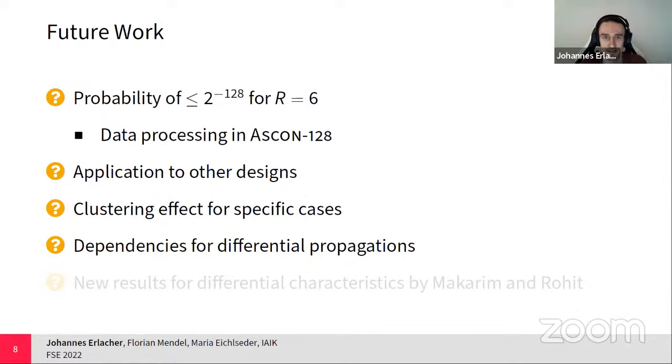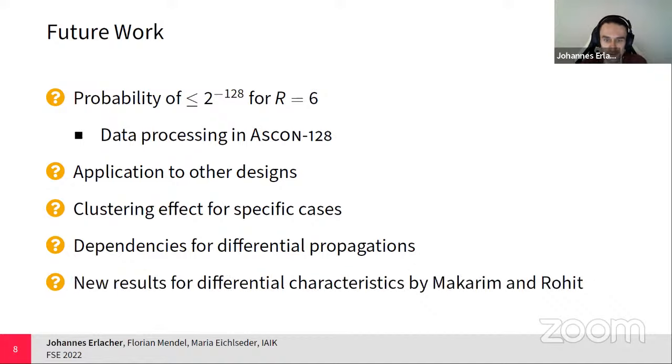One more thing I want to mention is that during the RUMP session, Raghavendra Rohit mentioned very interesting results for differential characteristics in ASCON, which might enable us to prove an actual tight bound for the number of active S-boxes over 4 rounds. We will definitely have a look at this as well.